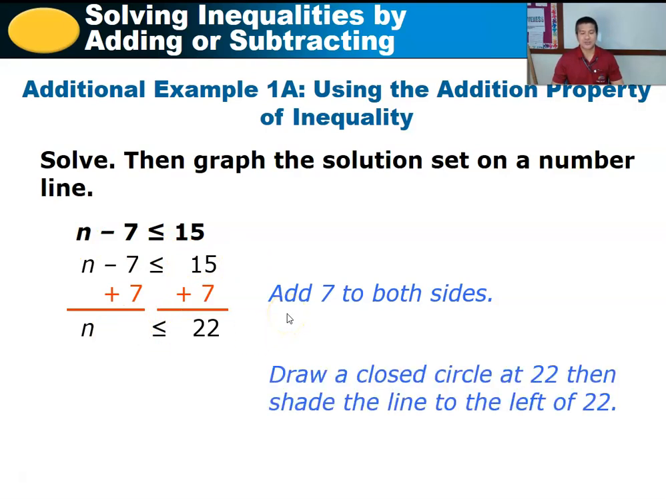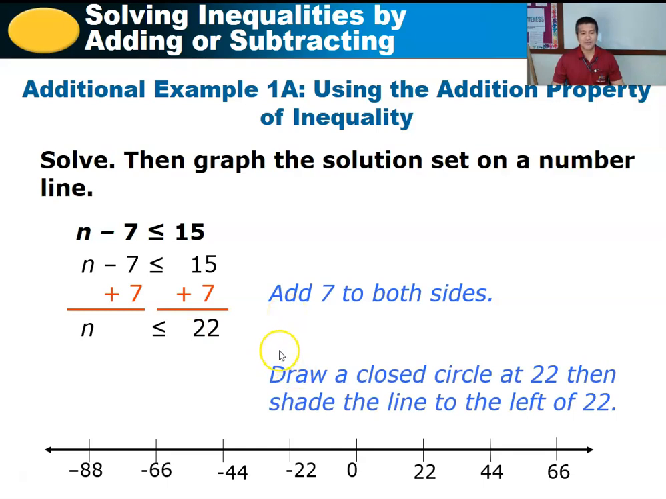When you draw the graph for that, it says that n is less than or equal to 22. So from 22, it will go down to negative infinity, and it must be a filled circle because it is less than or equal.